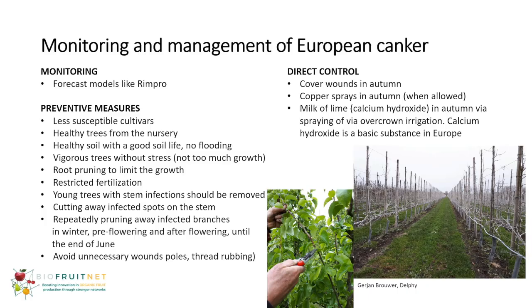Direct control is by covering wounds in autumn, and it can be done by copper sprays in autumn when it is allowed, but we rather not use copper in autumn because the leaf decomposition will be limited. The earthworms don't like leaves with copper on them. You can use milk of lime, calcium hydroxide, in autumn. It can be used via spraying or via over-crown irrigation. Calcium hydroxide is a basic substance in Europe and can be used in all countries.